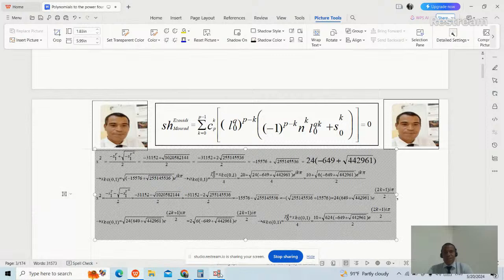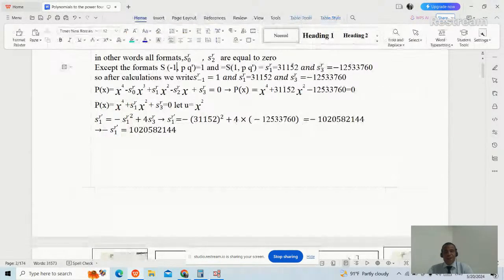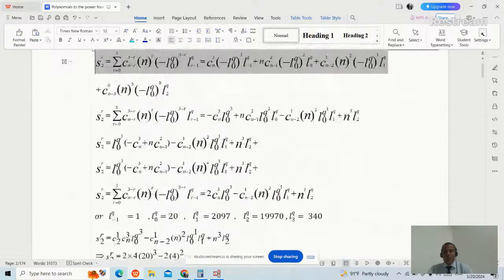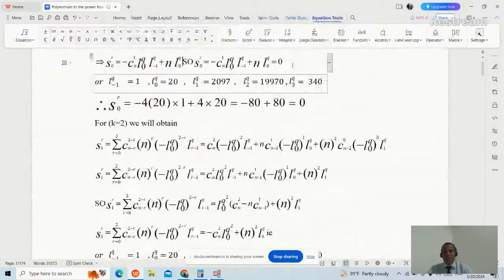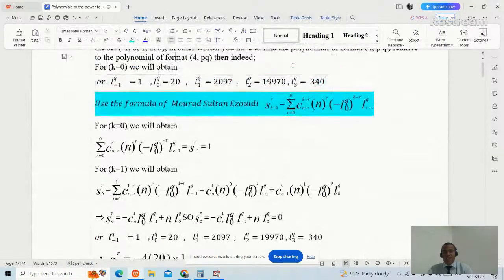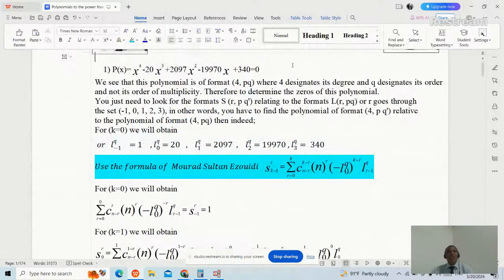I will close this, or I will put it after. Now I will come here. It is possible, of course. I will copy my polynomial to the power 4. This GeoGebra can only find the real roots, the roots that are in the field of real numbers, but in complex numbers they can't do it. And this is also a mistake.